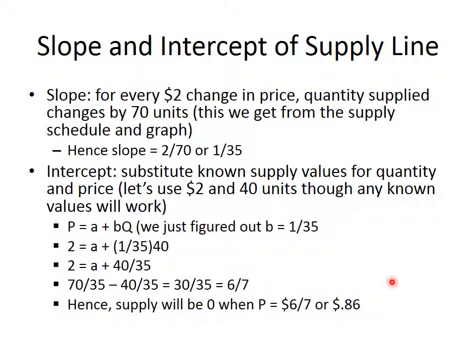First, let's find the slope and intercept of the supply line. What we know from the schedule and from the graph, from the line, is that for every $2 change in price, the quantity supplied will change by 70 units. Does it not follow then that for every $1 change in price, it will change by 35 units? We know that it's going to be positive. For a $2 increase in price, they will supply 70 more units. For a $2 decrease in price, they will supply 70 fewer units, meaning that for $1, they'll supply 35 more. For a $1 drop in price, they'll supply 35 less. And so hence the slope is 2/70ths or 1/35th.